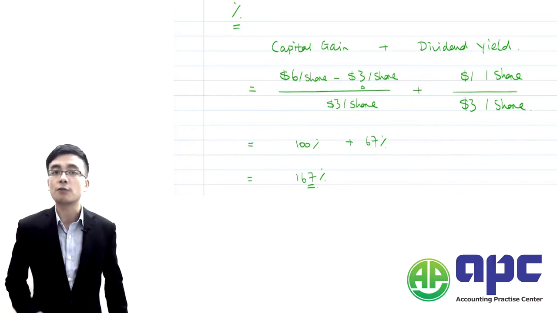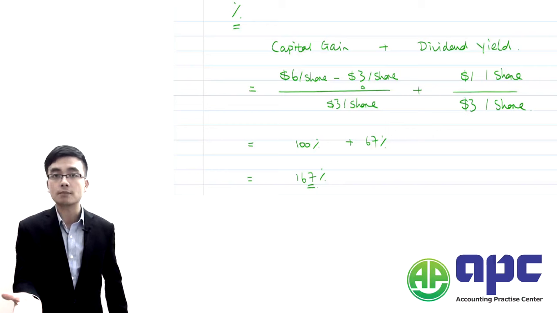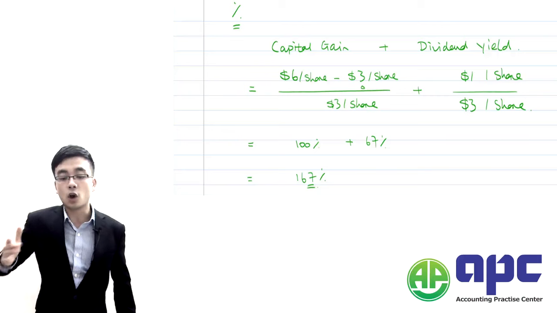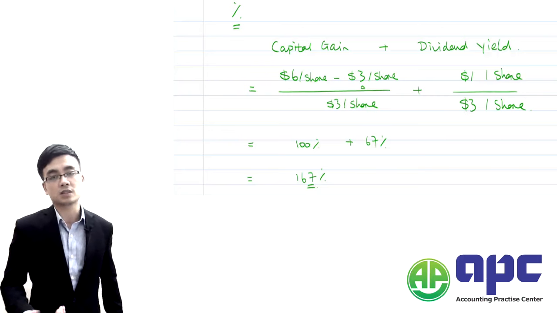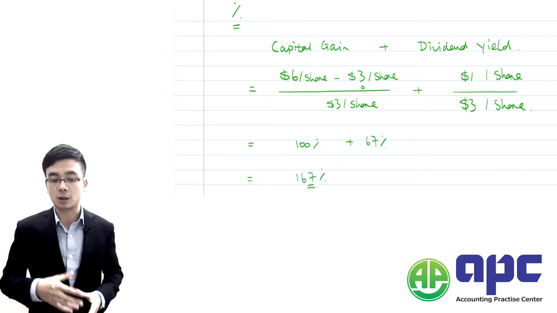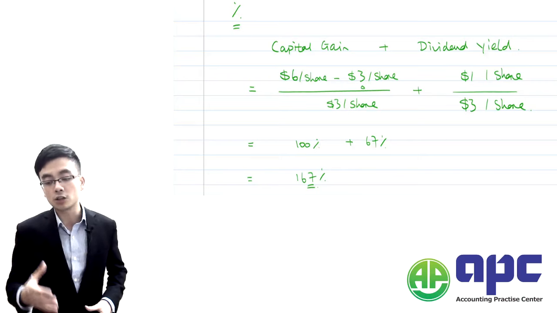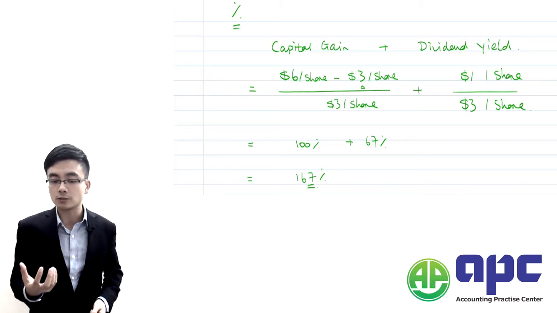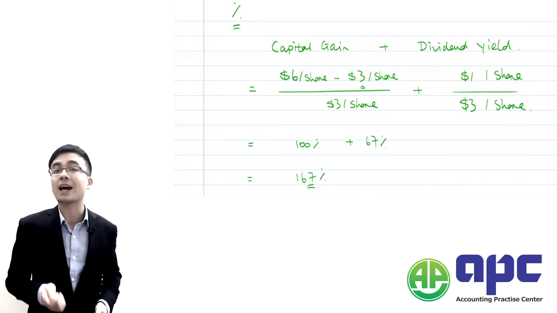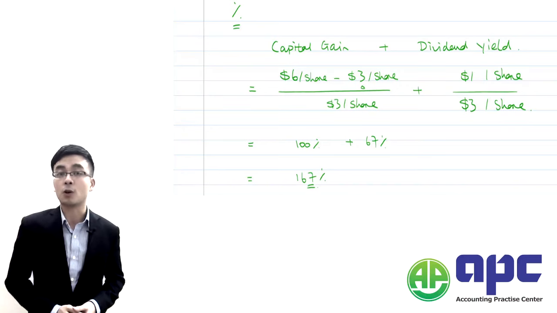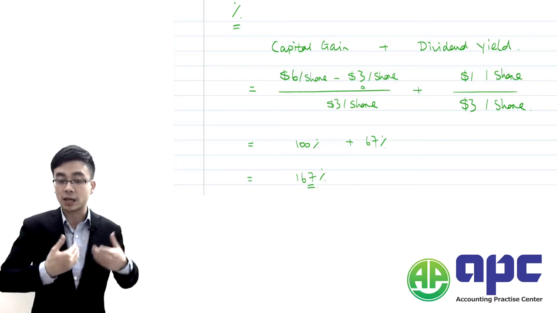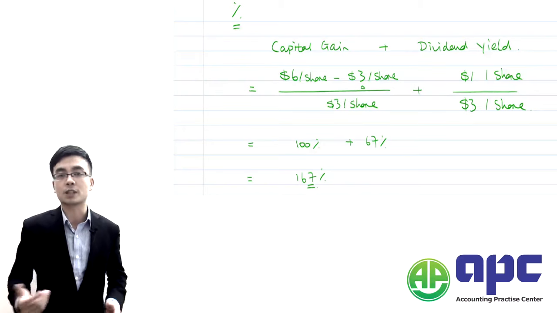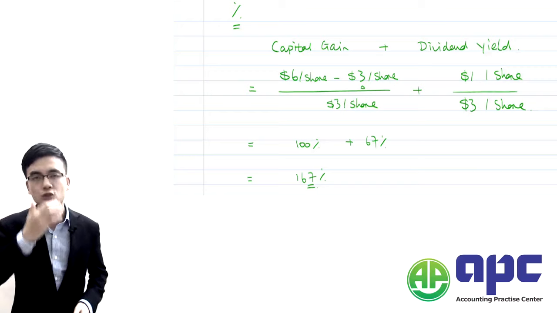So if you spend $3 to buy one share, up until the current year end, not only can you double the investment that you've made in the first place as the return, for example, $6 per share, but also you can get the dividend worth $1. So in percentage terms, your wealth will be increased by 167% in the form of cash. For example, if you decide to sell off that share, you can get $6 back and you will receive $1 worth of cash from the company. So that's what I mean by shareholders' wealth.